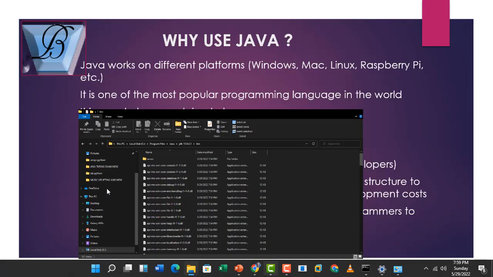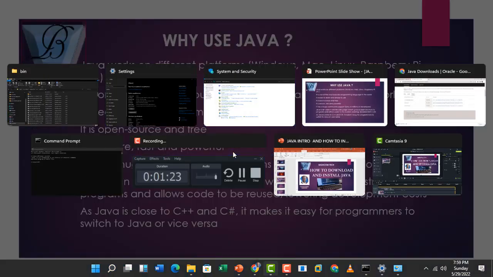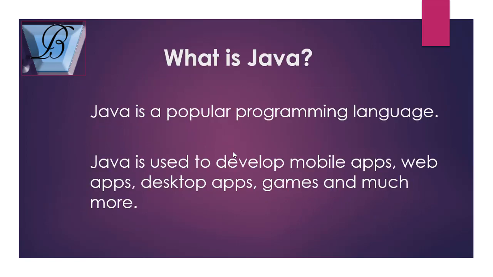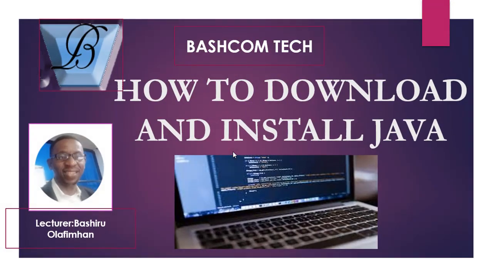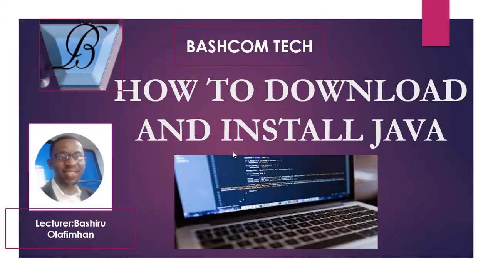So at this stage, we've successfully configured our Java Development Kit software. Remember, we have done three things here. We have downloaded the Java software, we have installed the Java software, and we have done the configuration of the Java software.